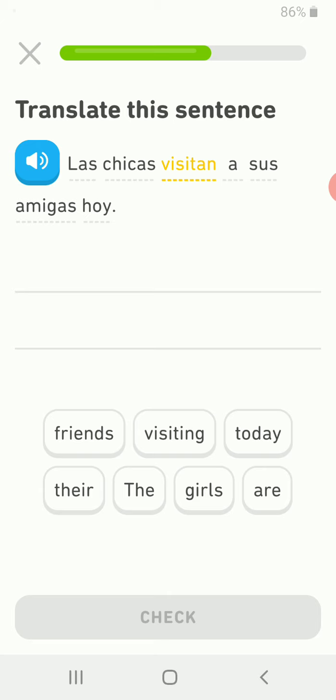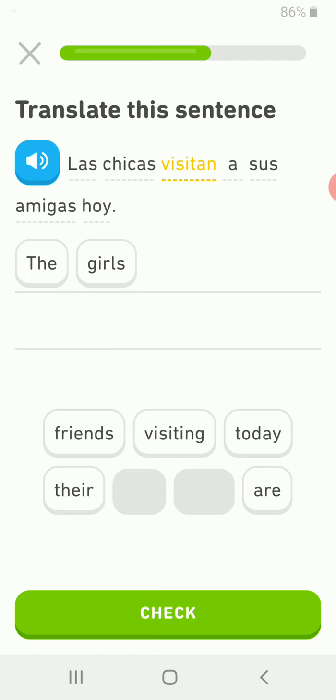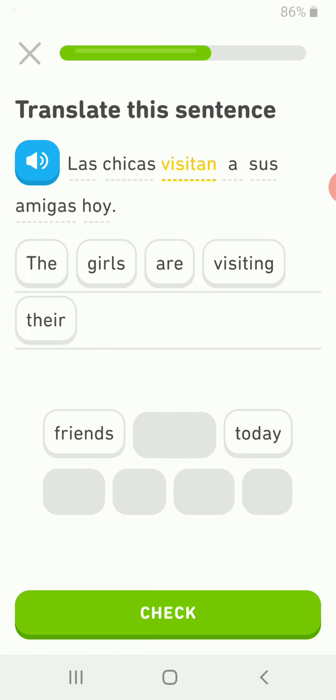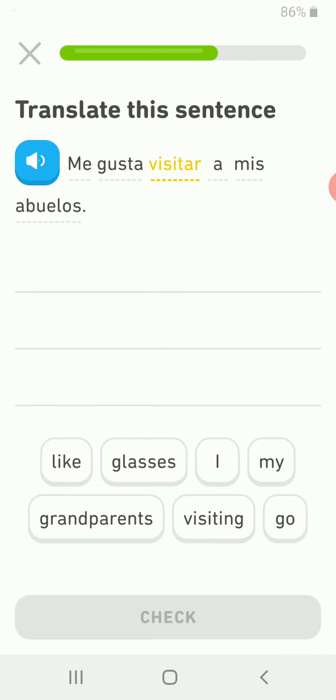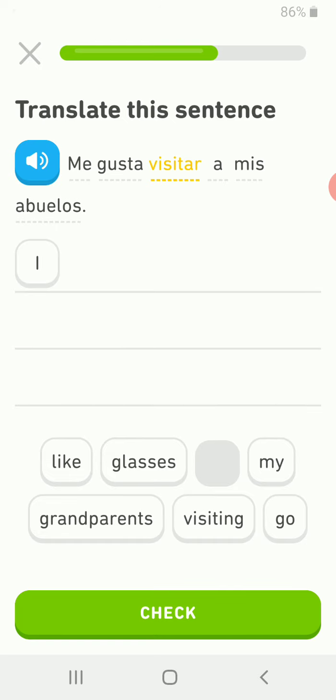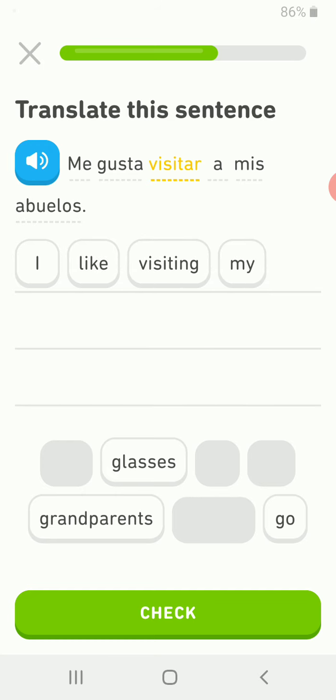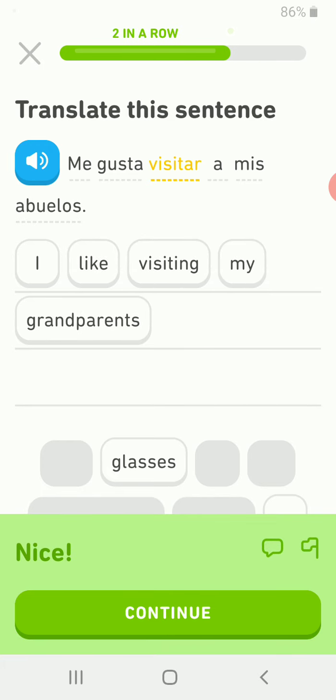Las chicas visitan a sus amigas hoy. So the girls are visiting their friends, sus amigas, hoy, today. Me gusta visitar a mis abuelos. Me gusta visitar. I like to visit, I like visiting my grandparents. I like visiting my grandparents. That's how you should say it.